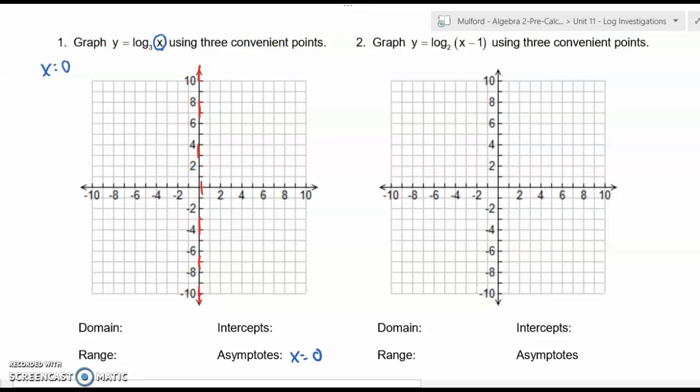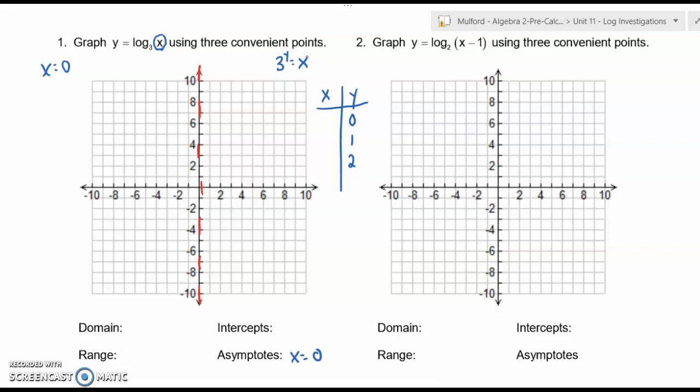So the next thing I want to do is figure out where my graph is going to be. I'm going to pick 3 convenient points. Here's what I'm going to do. I'm going to set up a table of x's and y's. Now I'm going to take my outputs because I know those are going to be exponents. So I'm going to write those as 0, 1, and 2. Those are just some convenient points that I can pick. And really, this is the function 3 to the y equals x, if I think about it as an exponential function. So I know my input is going to be a y value.